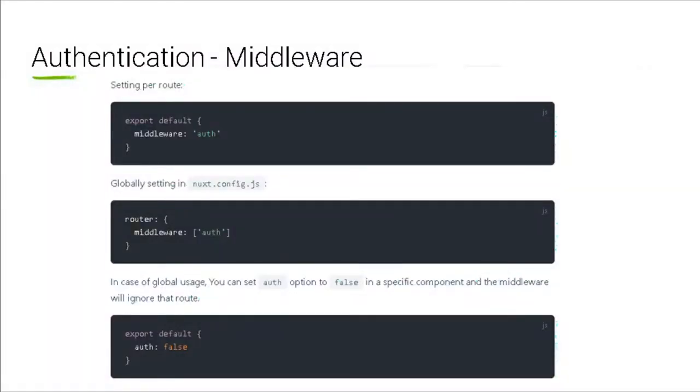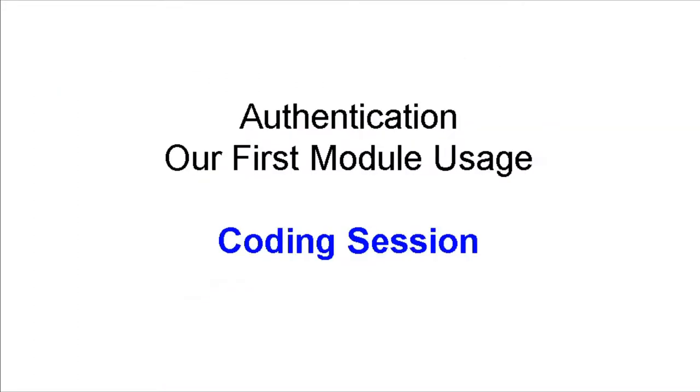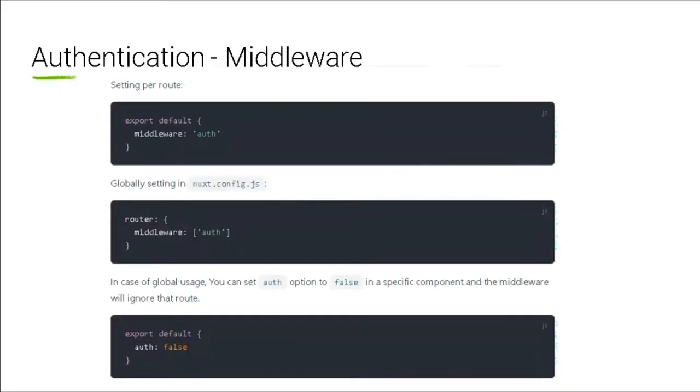Okay, you can set up the authentication per route. So inside Vue.js files, there's a script, and inside the script, there's an export default. And here we see a middleware auth. So once you put the auth thing inside, this is a protected route. That means if you're not authenticated by the auth module, you get redirected to where you configure it in nuxt.config. For now, we're using the default, which I think will redirect back to the slash. Okay, so that's per page.